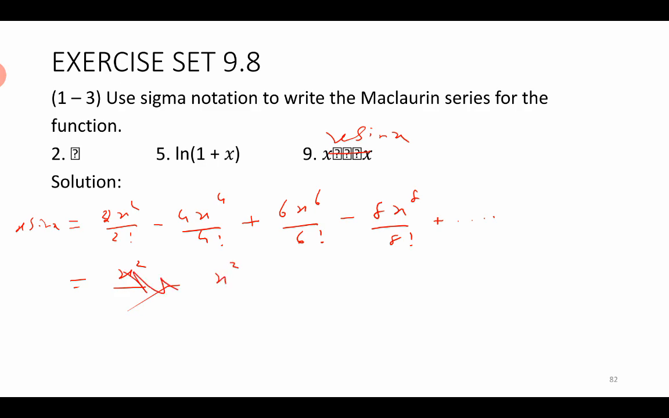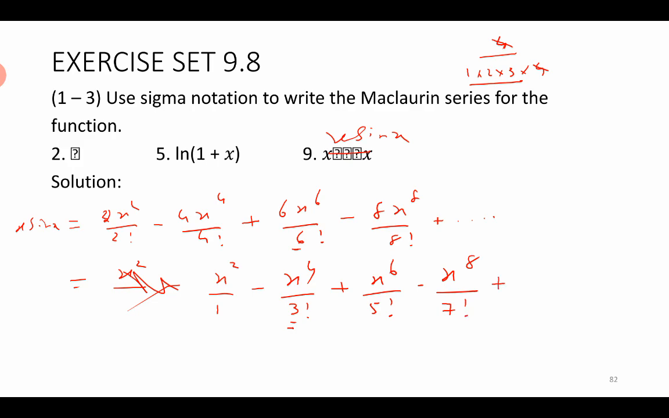So x square divided by 1 minus x power 4 divided by 3 factorial. 4 divided by 4 factorial is 1 into 2 into 3 into 4, the last term will be cancelled. So the first 3 will be 3 factorial. So 6 over 6 factorial will be x power 6 divided by 5 factorial minus x power 8 over 7 factorial. It's going in this way, isn't it?